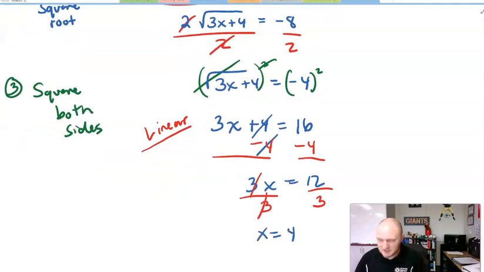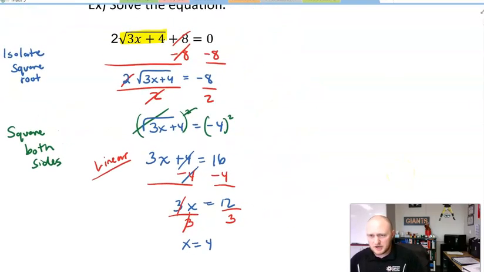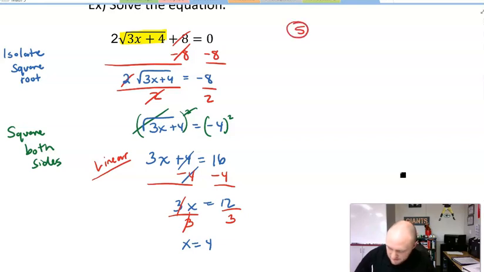Now this is a possible solution. 4 is our possible solution. I have to check it. I have to make sure, hey, nothing funny goes on, right? So this is step 5 over here where we are checking.